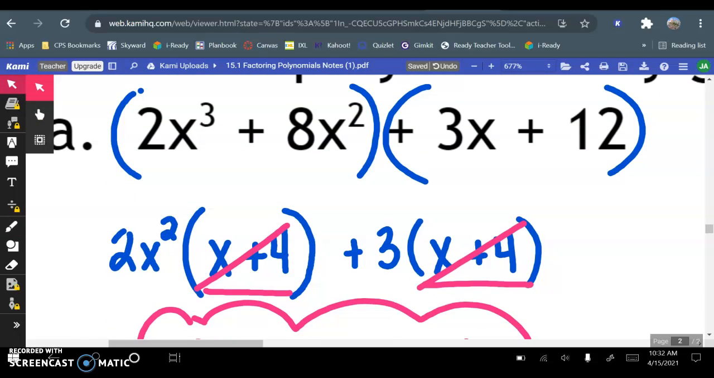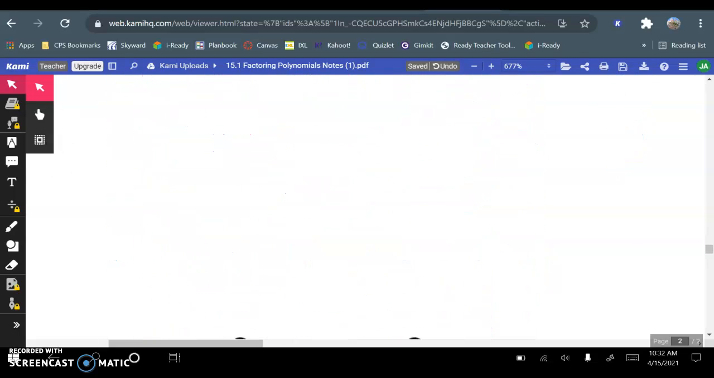And as you noticed, I didn't do the factor trees for this. If you want to do those, you're more than welcome to do those. If they help you see what's in common and what's left over, absolutely go ahead and do so.